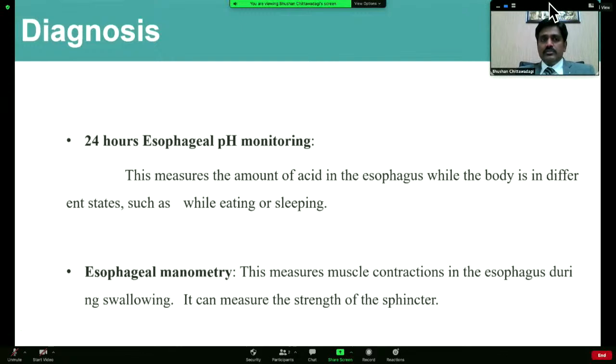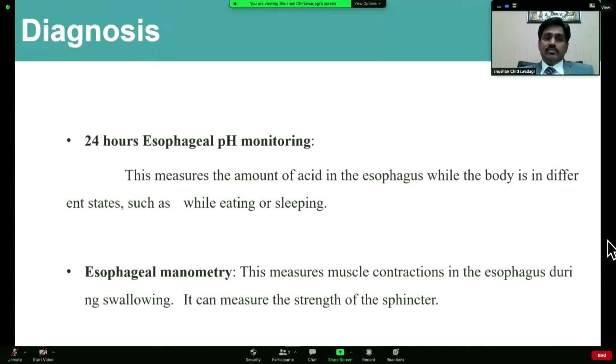In such patients, we do a special test called the 24-hour esophageal pH monitoring. This is one of the gold standard tests used apart from the endoscopy. Here, we not only see the reflux episodes, like if you are suffering at a particular time of the day, whether you get the reflux during sleep, or immediately after eating food. All this is recorded in this type of study.